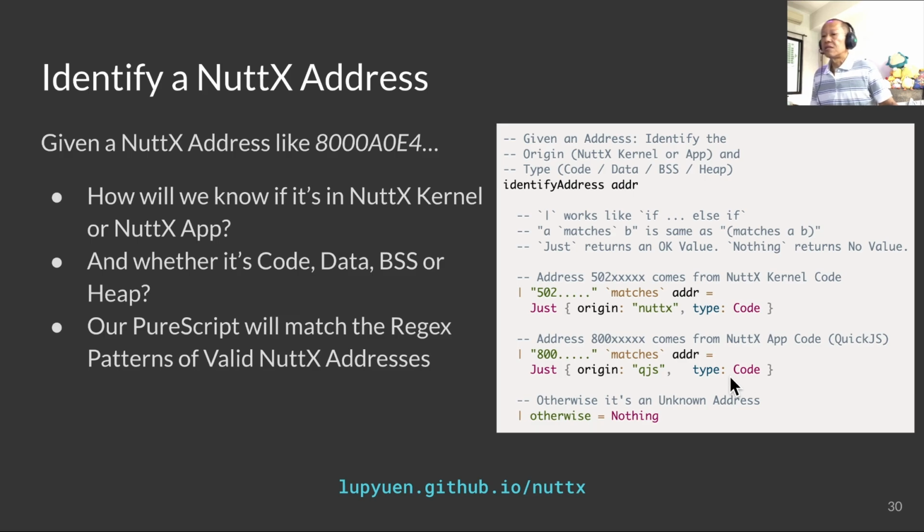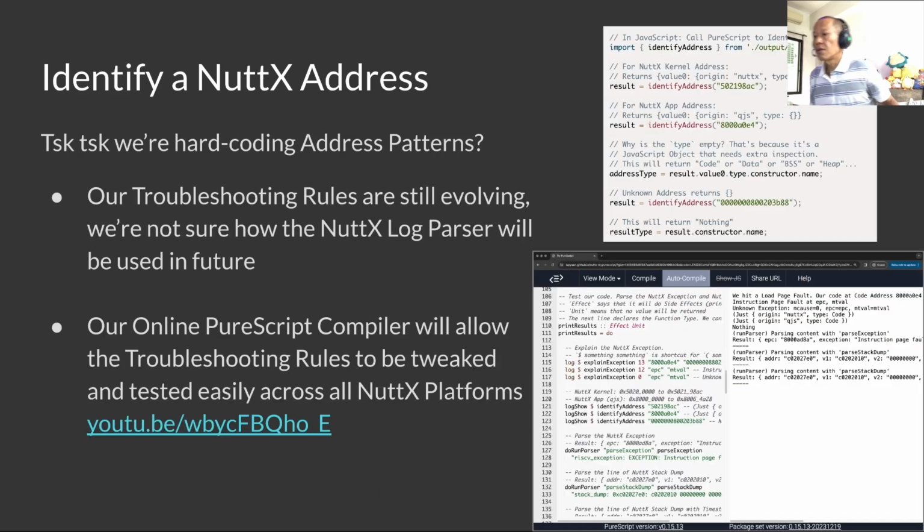We make the distinction between NuttX kernel and NuttX app because we need to hyperlink to the correct source code. Everything else points to random garbage. We won't hyperlink to the source code. This is how our JavaScript calls PureScript to match a NuttX address and figure out whether it points to NuttX kernel code, NuttX app code, or just random garbage.